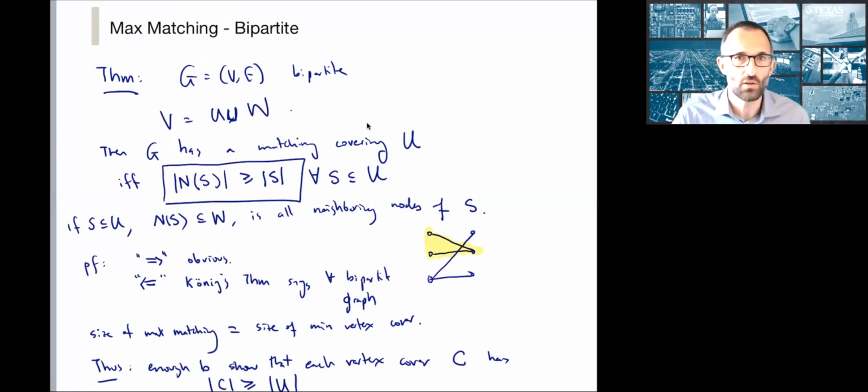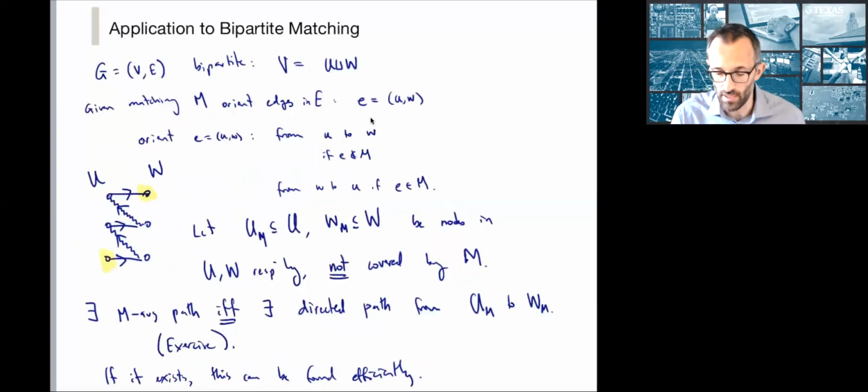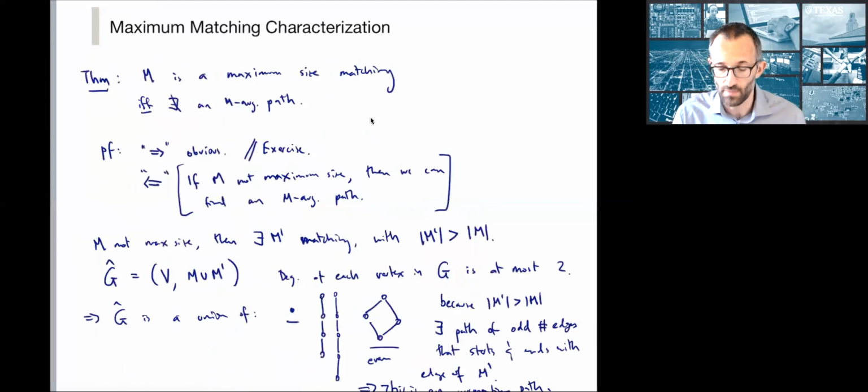So we're now going to use these ideas, in particular the first idea, that characterization, to talk about non-bipartite graphs. And the important part to note is that we didn't use bipartiteness at all in this characterization of a maximum matching. So this is what we're going to turn to next.